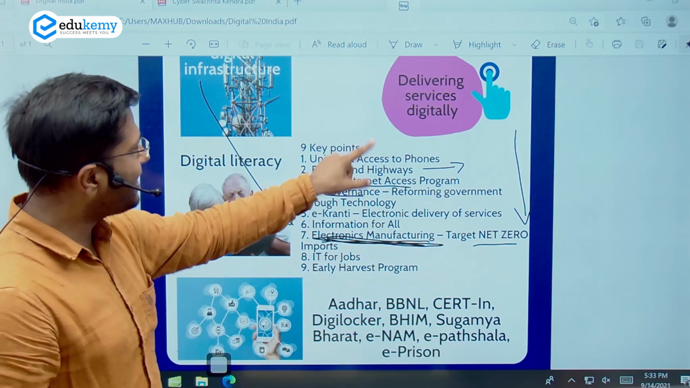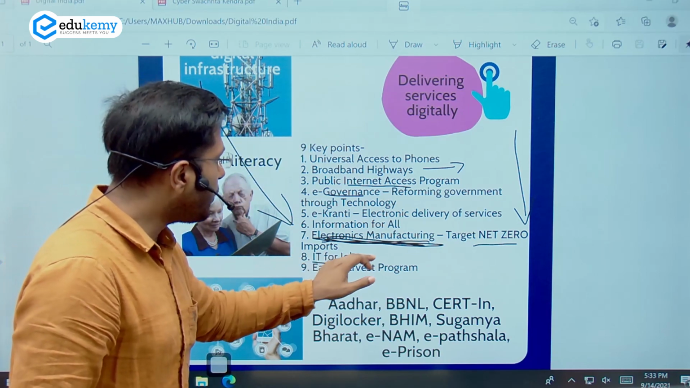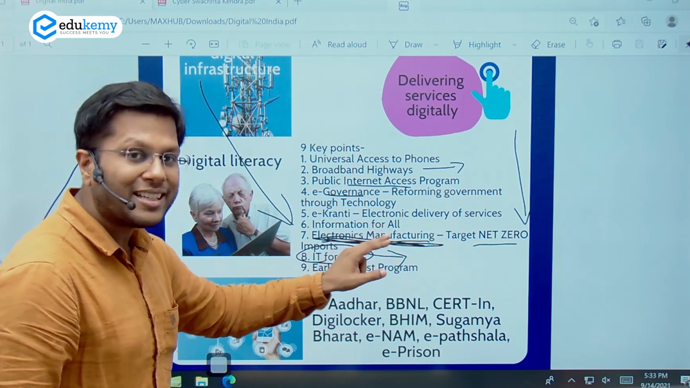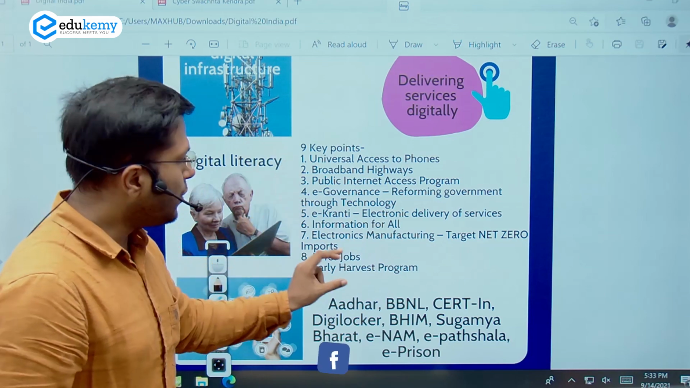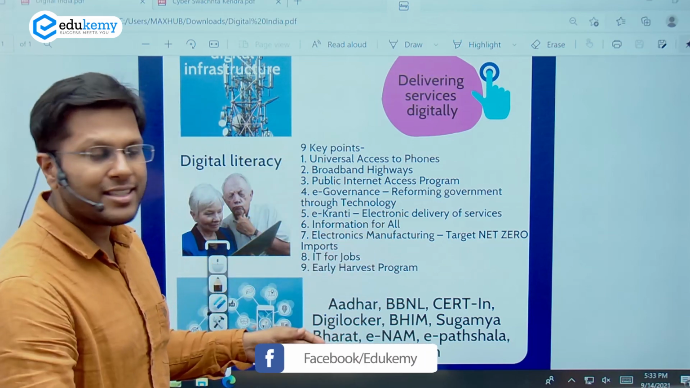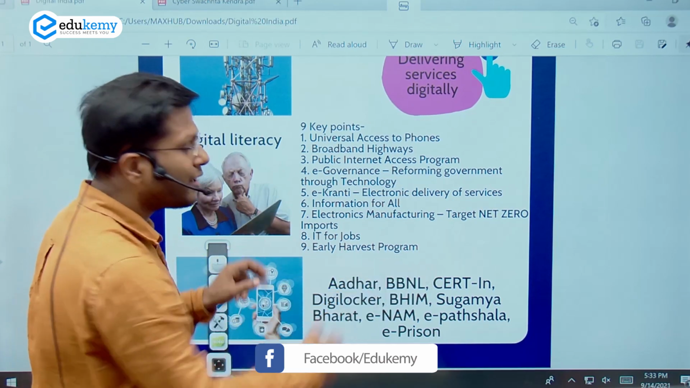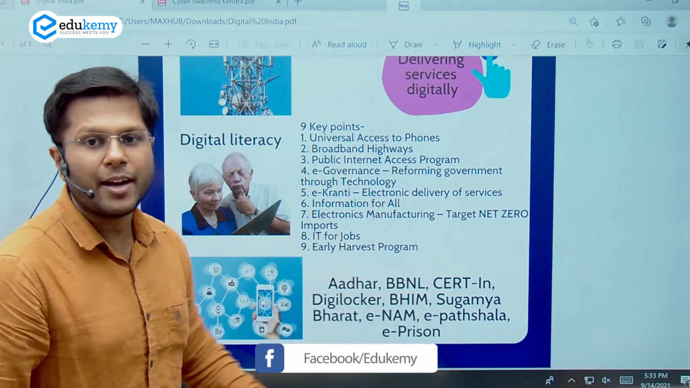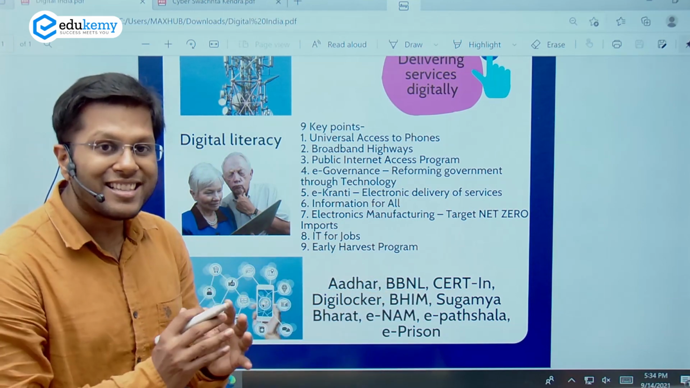So you can segregate all of them into different dimensions of the scheme, right? IT for jobs. So this will not only generate jobs, it will also generate societal development. Early Harvest program talks about all those programs in this scheme which have to be accelerated. And you can very well see the results of the scheme. Aadhaar, Bharat Broadband Network. We have CERTIN, Computer Emergency Response Team India, right? DG Locker, Bheem, Sugamya Bharat. Sugamya Bharat is Accessible India campaign.